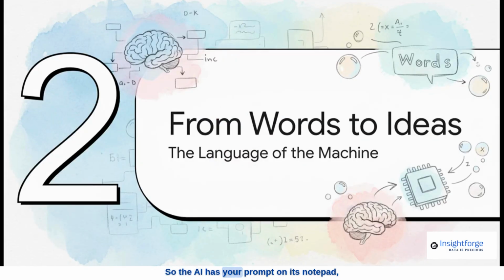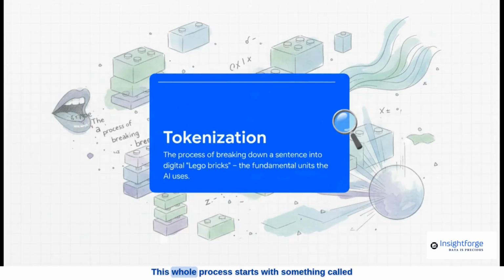So, the AI has your prompt on its notepad, but there's a problem. It doesn't understand English, or any human language for that matter. So the next step is to translate our words into a mathematical format that it can actually work with. This whole process starts with something called tokenization. Honestly, just think of it like taking your sentence and smashing it into digital Lego bricks. Some of these bricks are whole words, like "the," and others might just be parts of words or even a single comma. These tokens, these are the fundamental building blocks the machine actually sees.